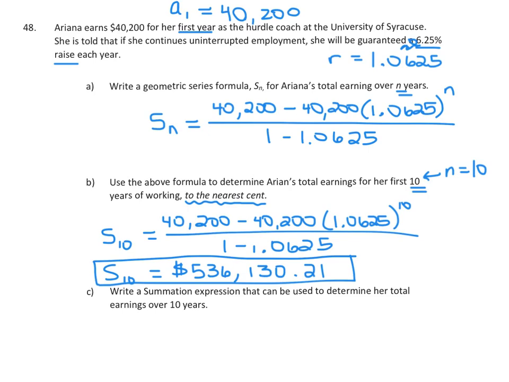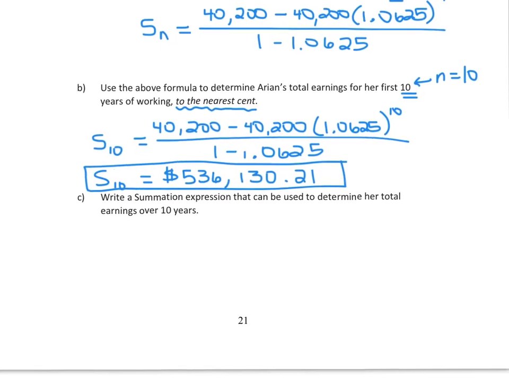Okay, now part C, write a summation expression. Summation means they want us to use this symbol that can be used to determine her total earnings. And the reason this is used for total is because this takes the sum of the first however many terms over 10 years. So we're going to be doing this for 10 terms.